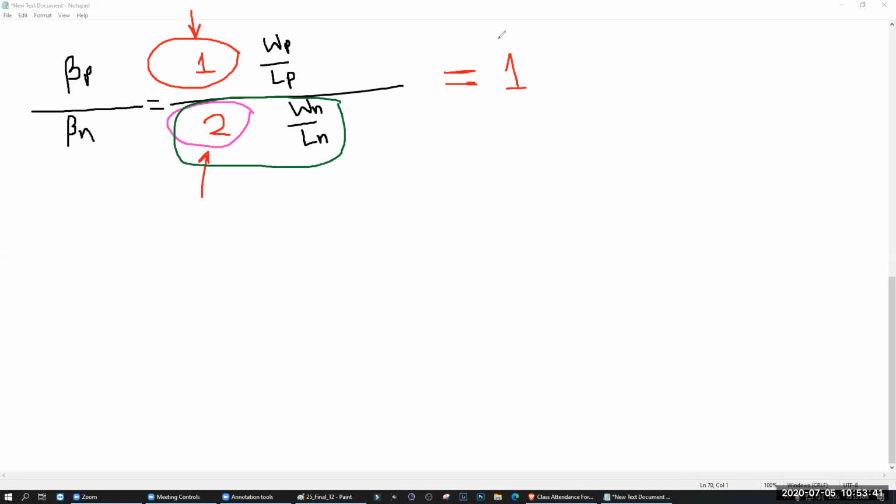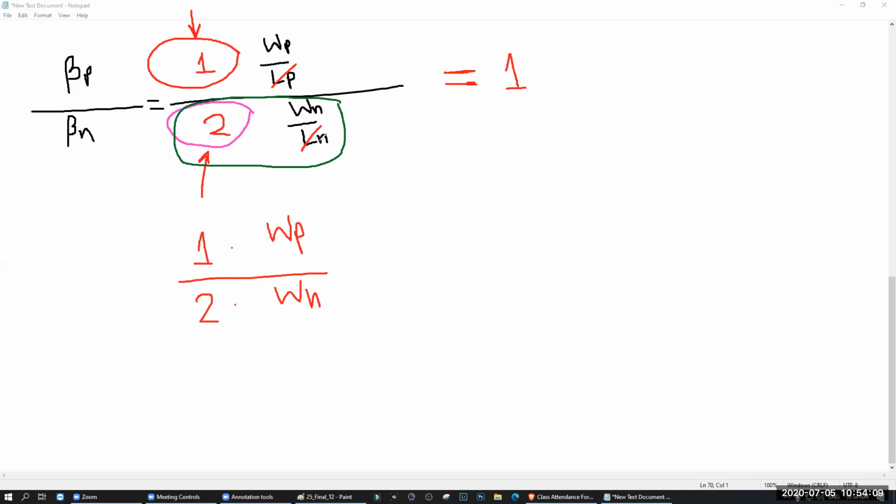We can increase the WP by LP. Right? Okay. So normally we do not change the Ln. We keep the LP and Ln the same. That's why they can cancel each other. What are you left with? You are left with 1 WP and 2 WN. Normally we keep LP and Ln the same.